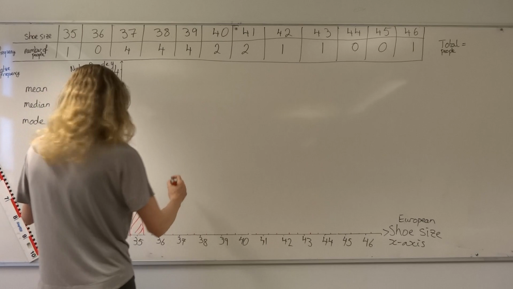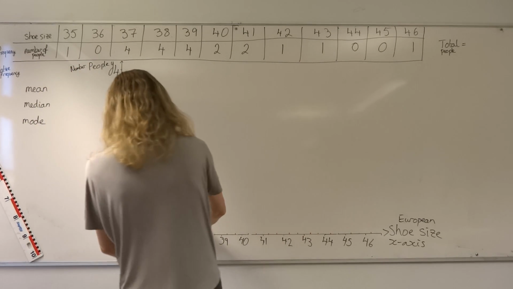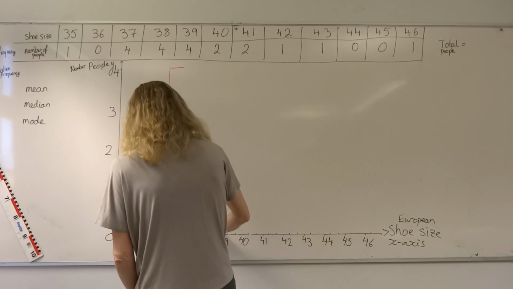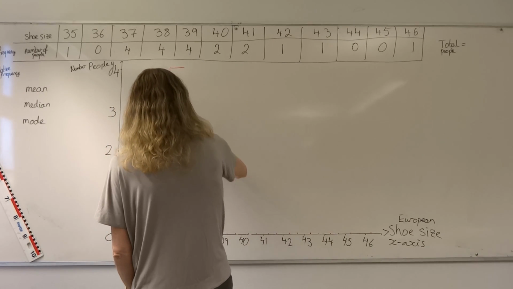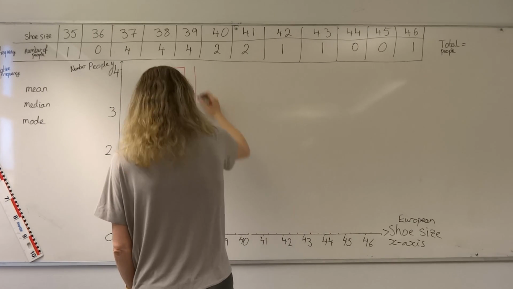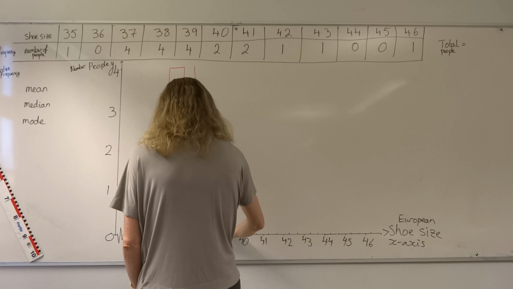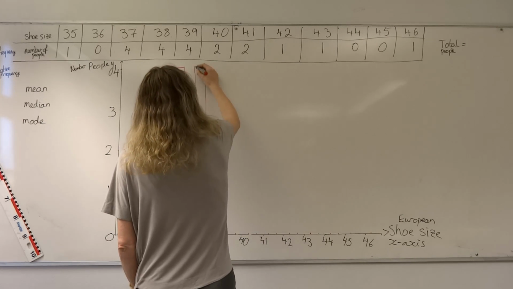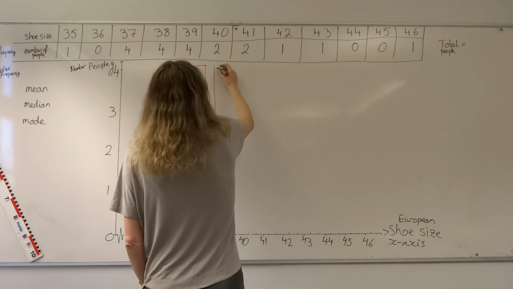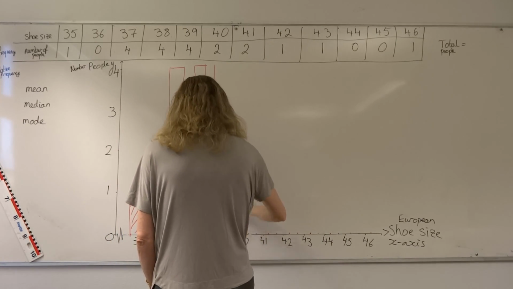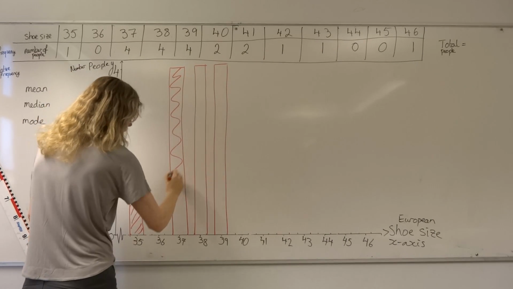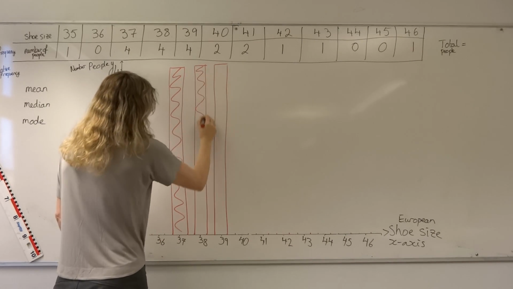And we had 4 people who had size 37. So this is going to be a lot of people here on size 37, all the way up to 4. And for 38 as well. I'd expect you to draw these really neatly in your books with a ruler. But in order to save time for the movie, 37, 38 and 39 all had 4 people with that shoe size.